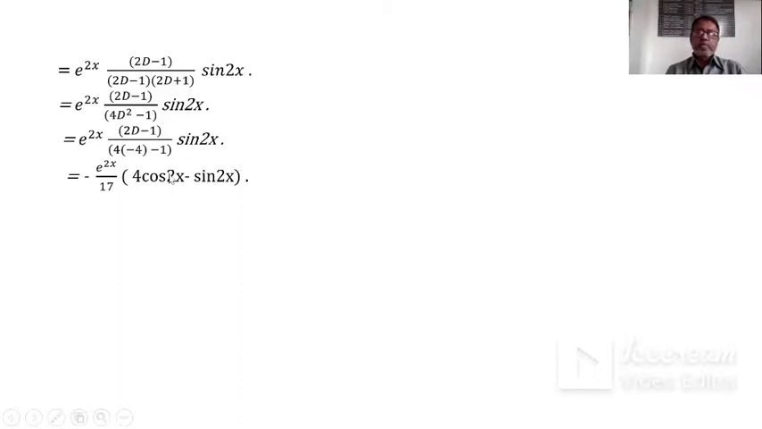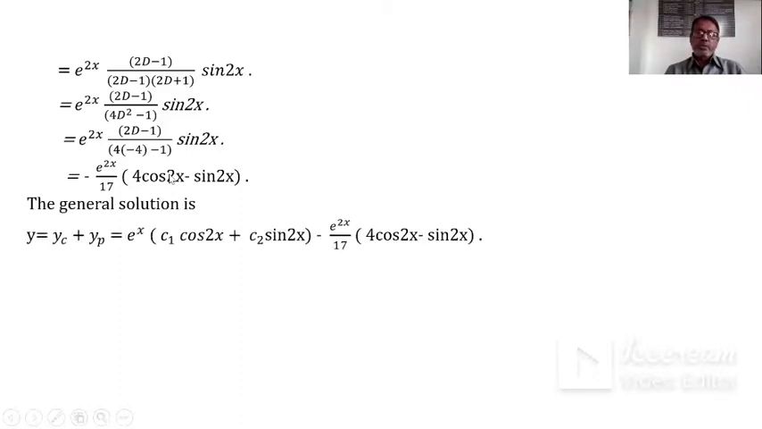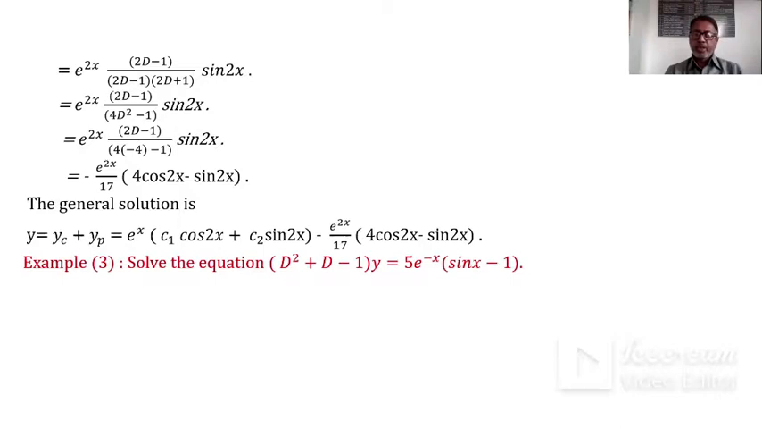This is our yp, and from this we write the general solution as y equals yc plus yp, and this is our general solution. We have found yc and yp, substitute these values, and we obtain the general solution of the given non-homogeneous differential equation. Now we see the next example.